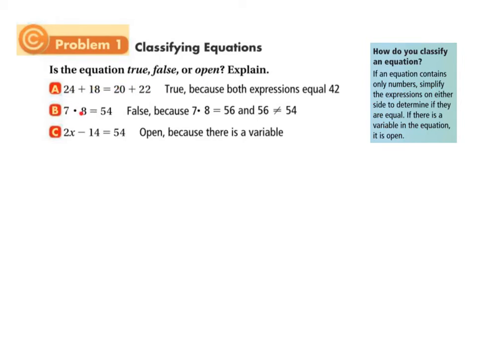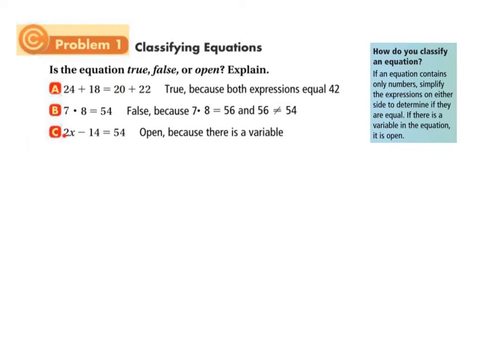What about this? Is 7 times 8 equal to 54? Nope, 7 times 8 is equal to 56. So this side is not equal to this side. So it's false to say that they are equal. This is a statement of truth. You're saying this is equal to this, and that's a false statement.